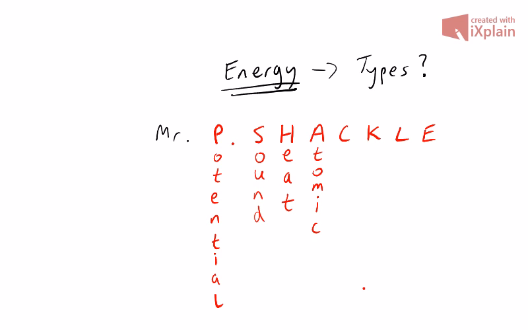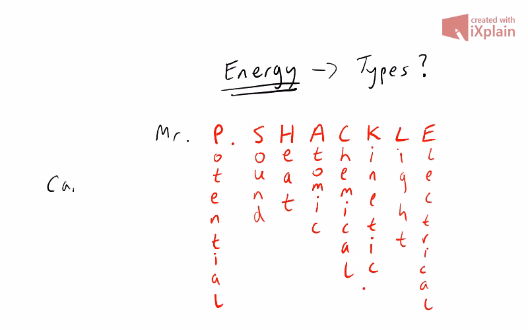C stands for chemical energy, K stands for kinetic energy, kinetic is just another word for movement energy, L stands for light energy, and the E stands for electrical energy. So these are the 8 types that you might come across in daily life.